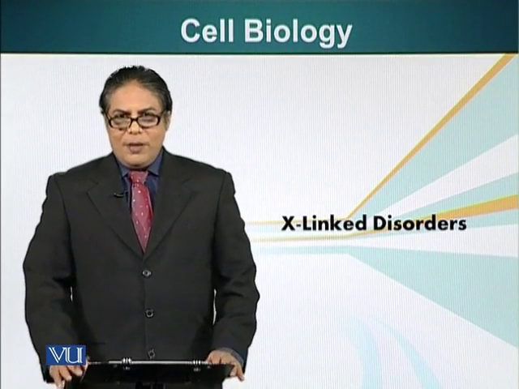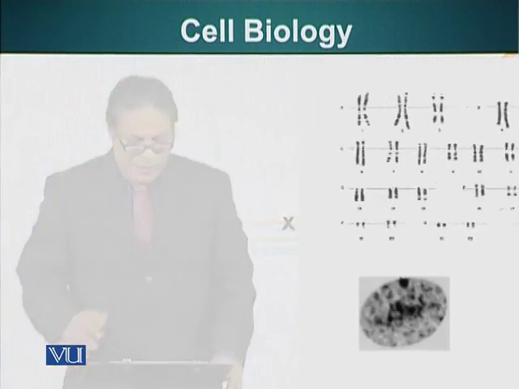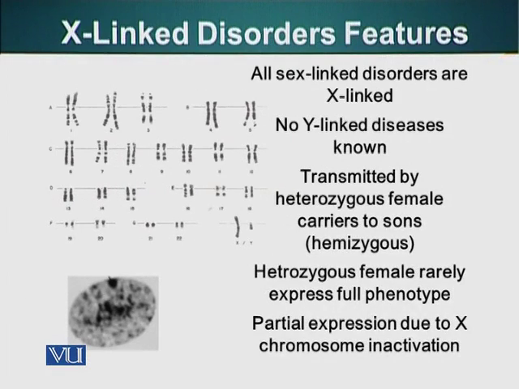In this module, we'll talk about X-linked disorders. First of all, kindly let me introduce you to the chromosomes. We have 46 chromosomes, 23 pairs. Out of these 46 chromosomes, 44 of them are autosomes and 2 are the sex chromosomes. Here I will point them out.